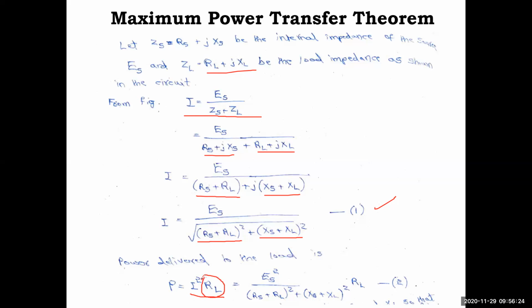Okay, so the load is RL only. Although we have considered ZL here, we are considering only the real part, right? So that's why power is considered with RL, not ZL, because RL plus jXL is there, and in that, RL is the real part. So with respect to that we are considering. That's why I square into RL only. So now this is equation 2.